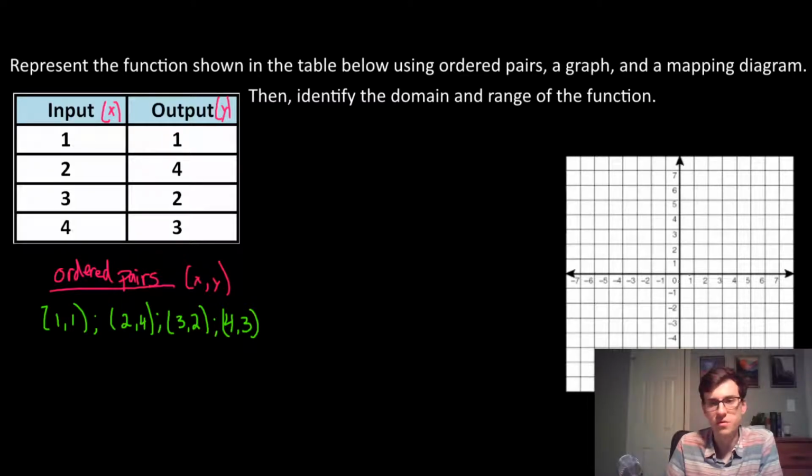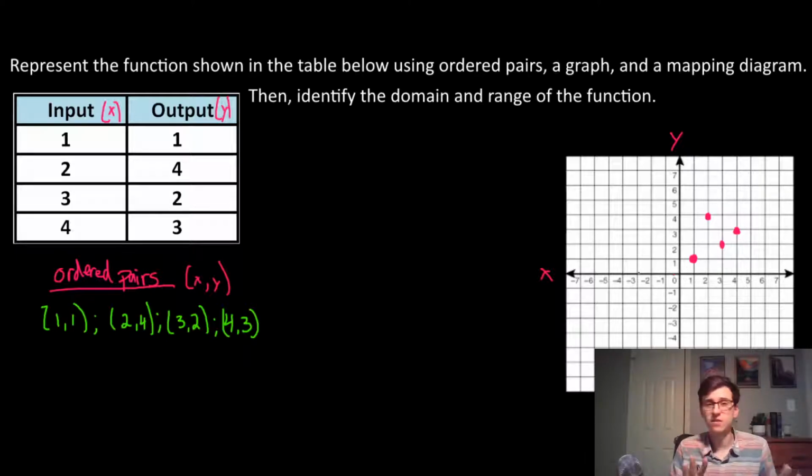Let's use a graph. So we've got this graph over here. And the ordered pairs are actually kind of helpful because this is maybe familiar territory for us, but my input is on this axis usually, right? My x-axis, maybe I can label that for you, and this is my y-axis. So usually we have inputs on the x and outputs on the y. So (1, 1) is a point. (2, 4) is a point. (3, 2), and (4, 3).